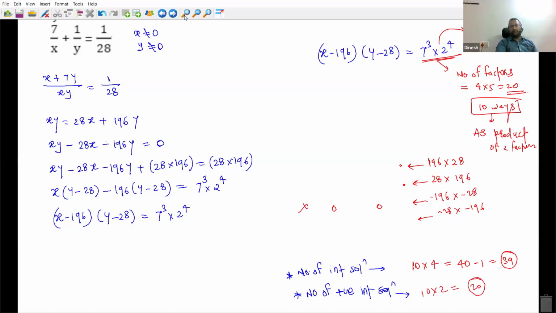Tell me if any doubt over here. There should not be any need to check this at the time of exam. The 0, 0 solution is always going to be there. You need to exclude that. So now how can we do the factorization directly? Let's have a look at it.